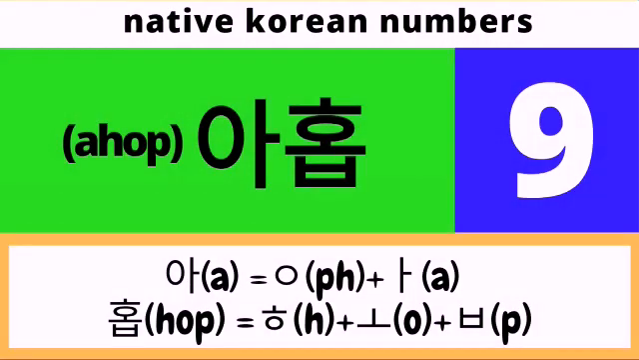How do we spell ahop in Hangul? Let's start with the first syllable. To be able to write the syllable a, we need to draw first a placeholder iyang, followed by an a character. For the second syllable hop, we need to draw first a hiyo character, followed by an o character, followed by a biup character.